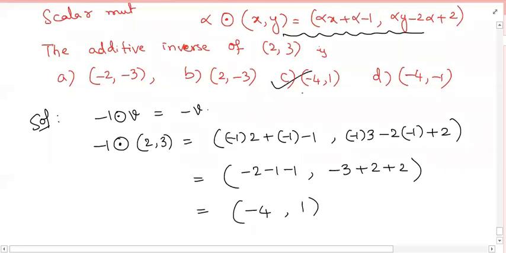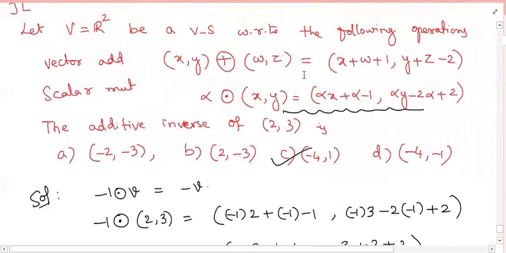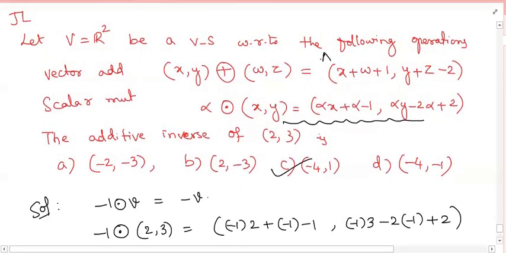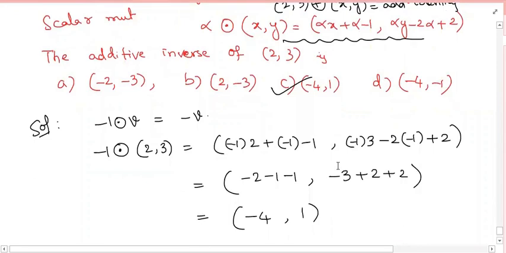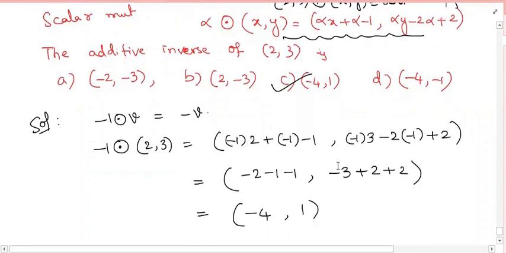Another way we may do that: first, you find the zero vector. First, you have to find the additive identity, and then you take 2, 3, and its additive inverse is x comma y. Then you add 2, 3 plus x comma y equal to the additive identity, and you solve the equation. That way also we can do it, right? So this is lengthy, but this is easy if you know the properties of vector space. Is that clear? Do you have any doubt?